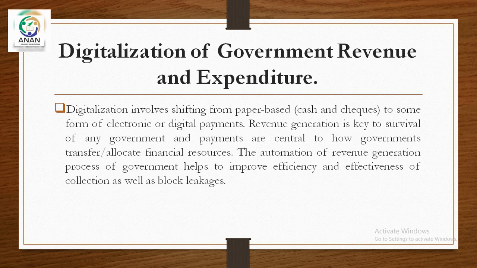Revenue generation is key to the survival of any government, and payments are central to how government transfers and allocates financial resources. The automation of the revenue generation process of government helps to improve efficiency and effectiveness of collection as well as block leakages. So the adoption of digitization is meant to ensure that government shifts from paper-based accounting, paper-based recording, to electronic-based recording in terms of revenue generation as well as digital payment. In doing so, efficiency and effectiveness will be promoted.